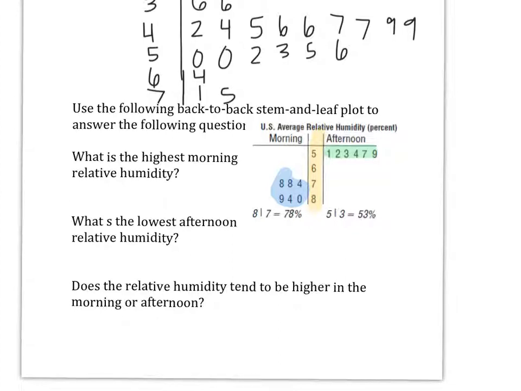What is the highest morning relative humidity? Well, the highest there we could see would be in blue, and that would be 89%. So you can kind of see right there. What is the lowest afternoon relative humidity? Well, the lowest afternoon would be 51%. And the last question, does the relative humidity tend to be higher in the morning or the afternoon? Well, if we read our graph, we see the morning, they're all larger numbers, right? 89, 84, 78, as opposed to the afternoon, which is 51, 53, 57, things like that. So here we'll write morning.